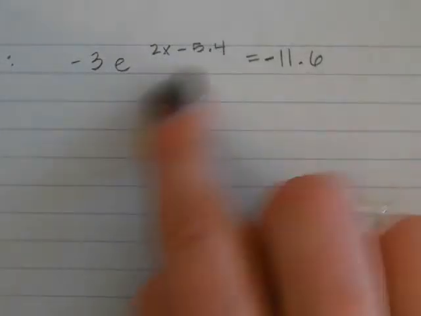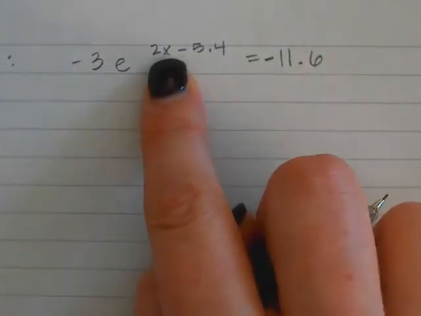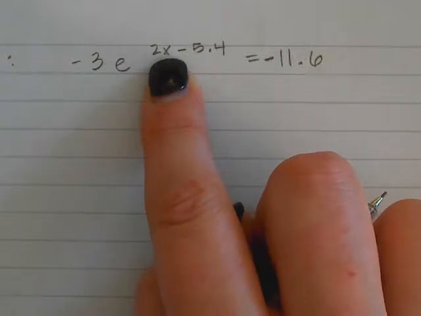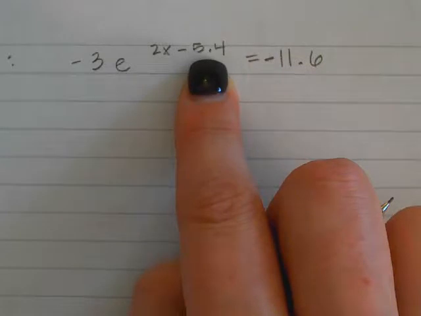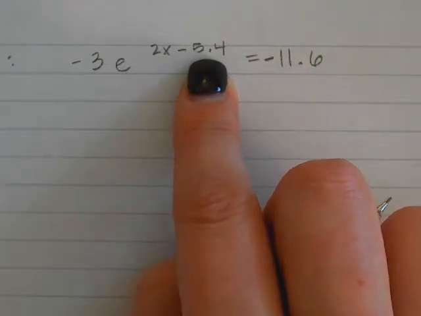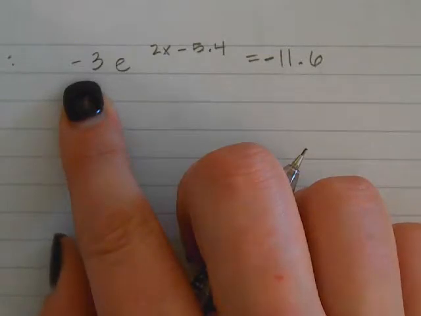So, what should I do first? Divide by negative 3 so that the variable is in the exponent. We can't get to it right now. So the first thing we ask ourselves is, is there anything I could add or subtract to the other side? There's nothing because the stuff is trapped in the exponent. So then I say, is there anything I can multiply or divide to the other side? And there is. It's the negative 3. I can divide it over to the other side.